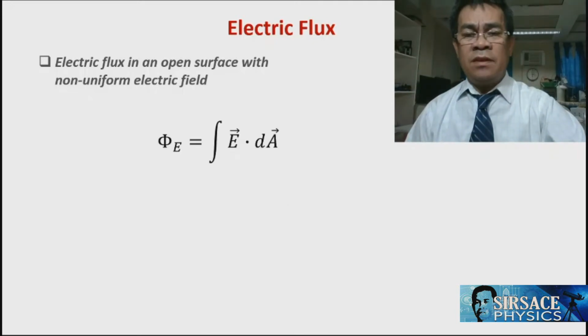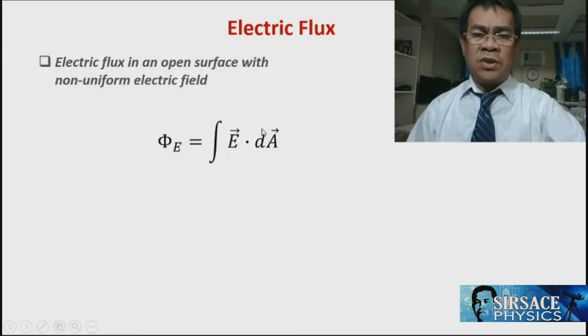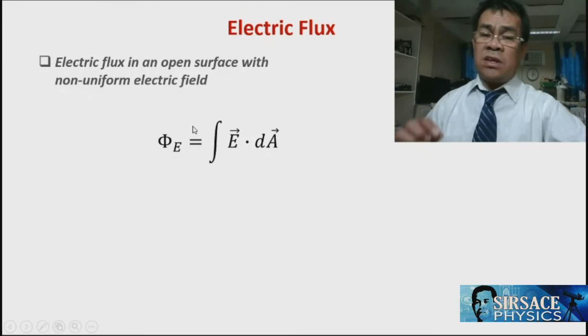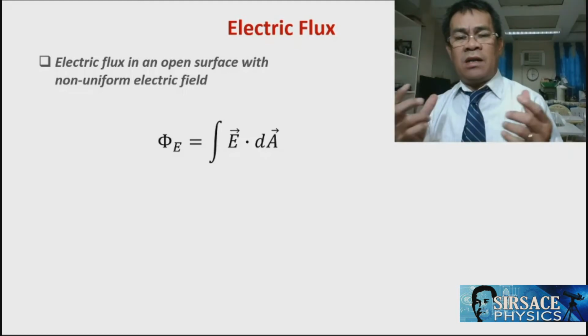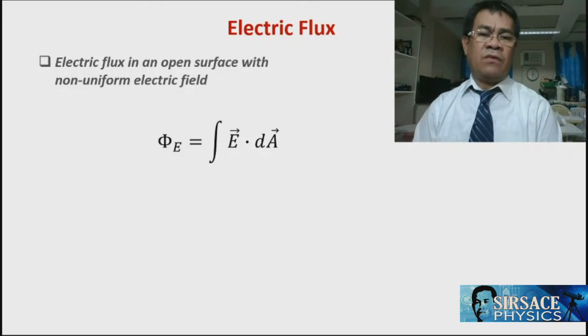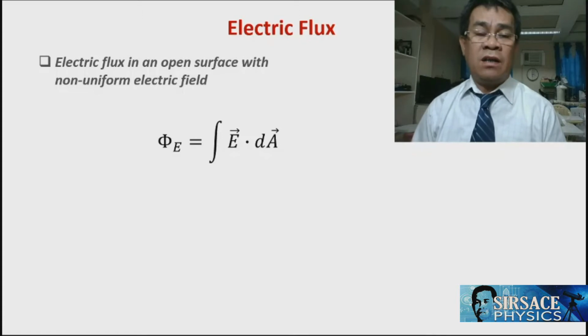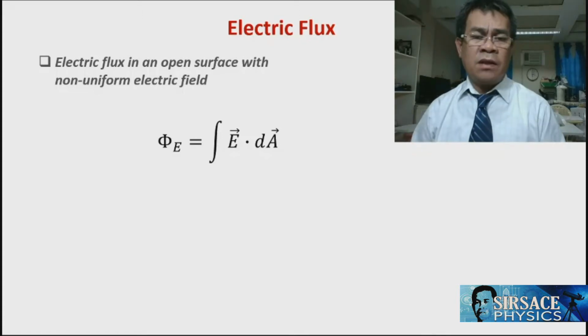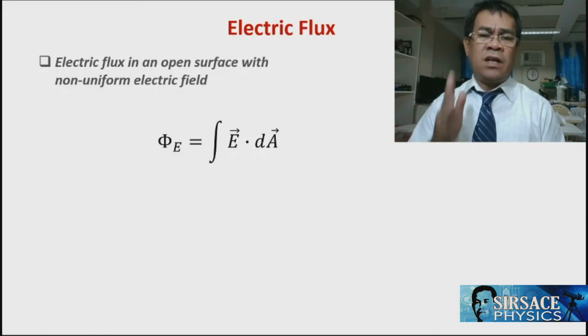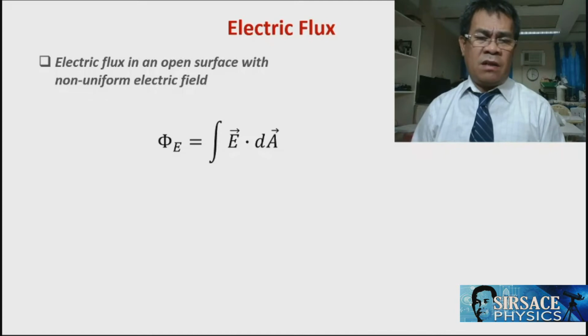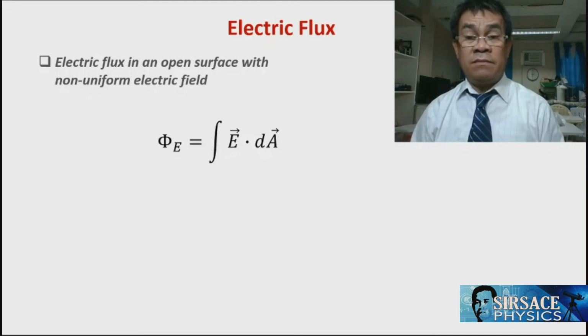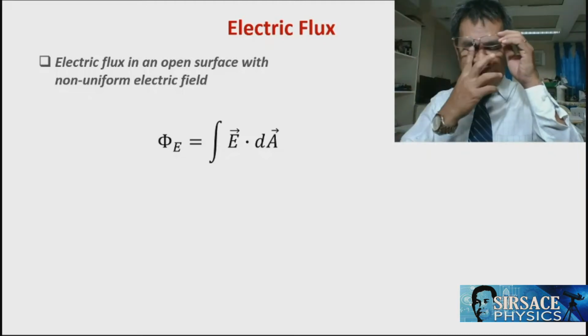Okay, so what will happen if your electric field is non-uniform? If non-uniform, you can still use the formula before. Remember, E dot A. Since the electric field is not uniform, we will consider only the infinitesimal area vector. We have to consider a very, very small area so that we have a very, very small normal. Then we take the dot product of that non-uniform electric field with the normal infinitesimal area. Then take the integral of that. Then we have the total electric flux.